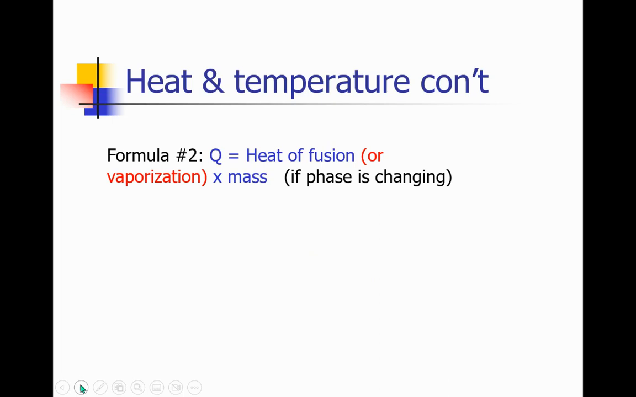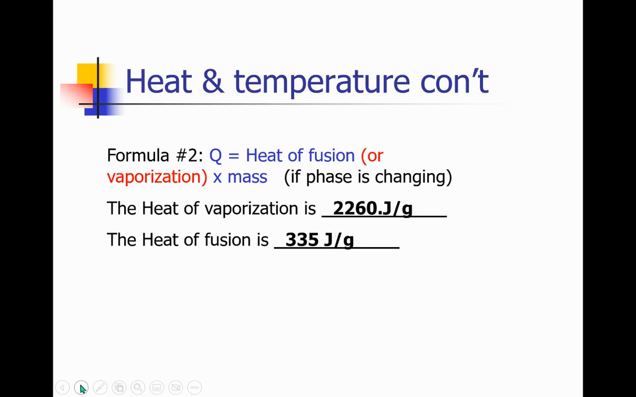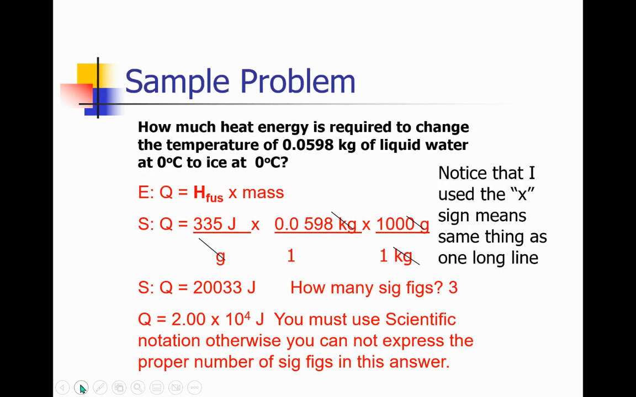We'll also have another formula. We're going to add all of these onto our heating curve in just a minute, but our next formula is Q equals H times M. It depends on the phase change you're dealing with. This is what we're going to use when we're going through a phase change and the temperature's not changing. These will also be given to you. You will not need to memorize this.